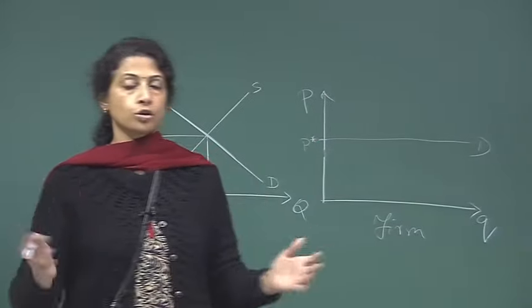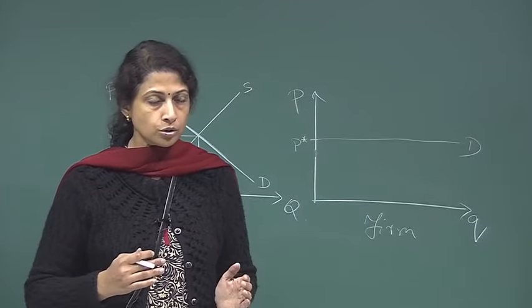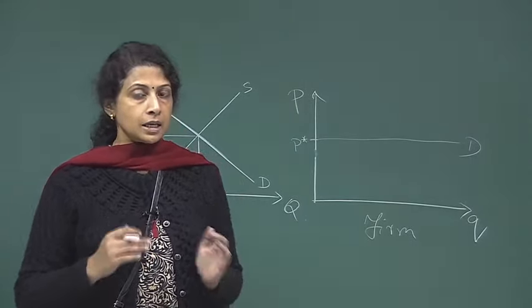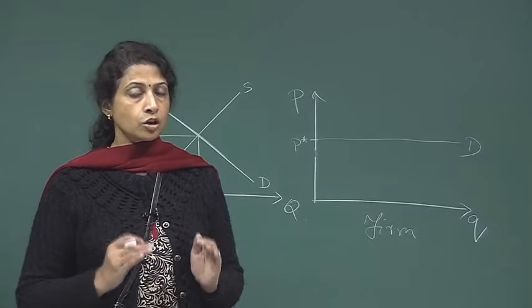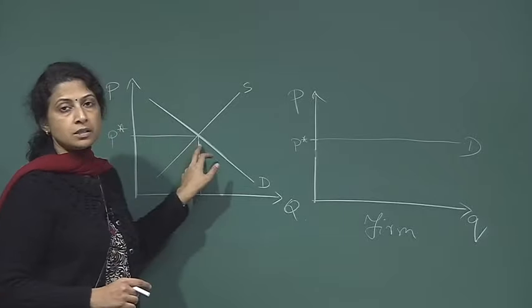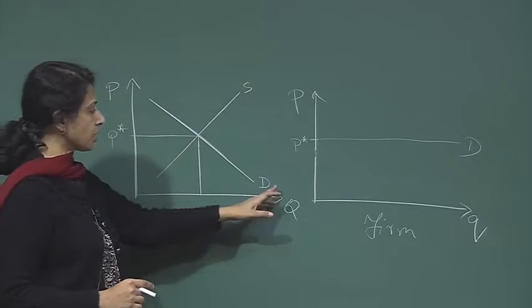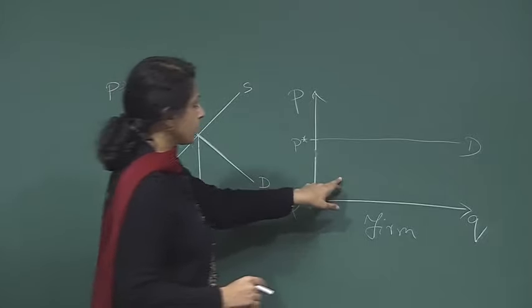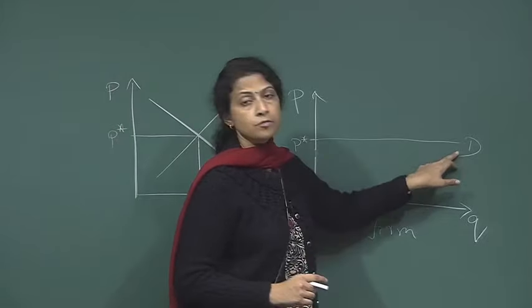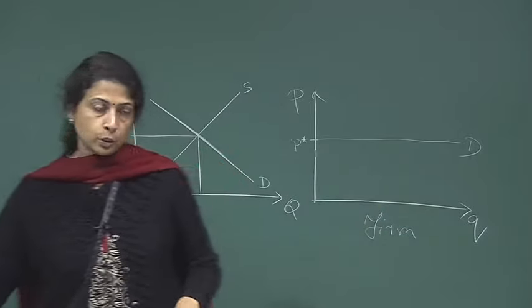There are a whole lot of firms in a monopolistic competition market structure also, but in this case there is no single price. There is no single price determined in this way, and to the firm the demand curve does not look like this. So, let us see what the demand curve looks like.